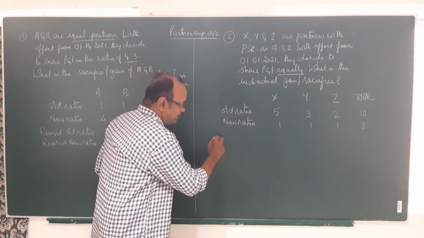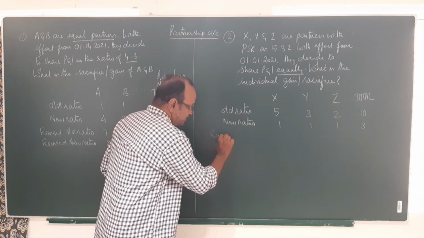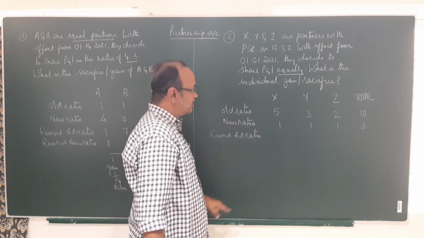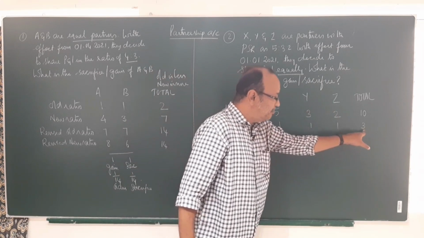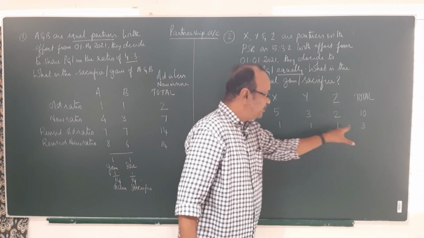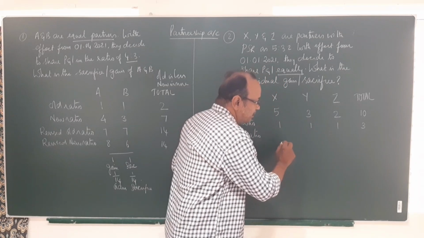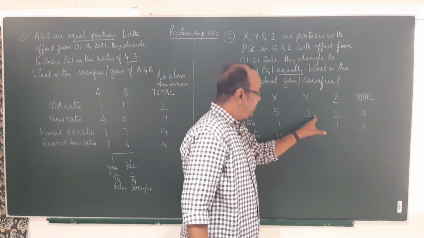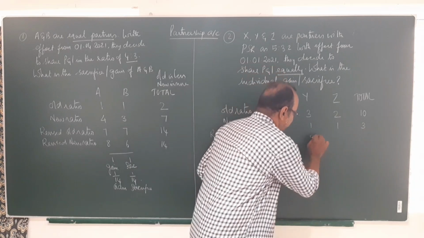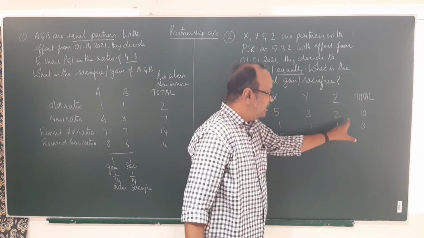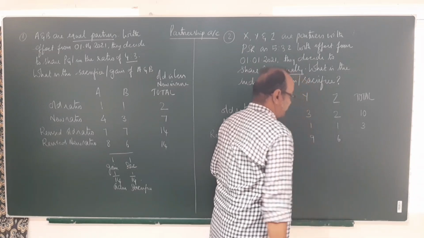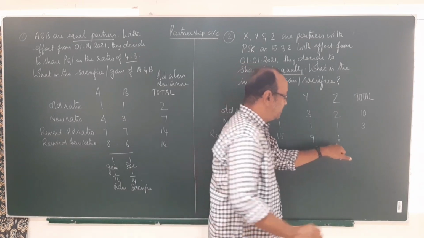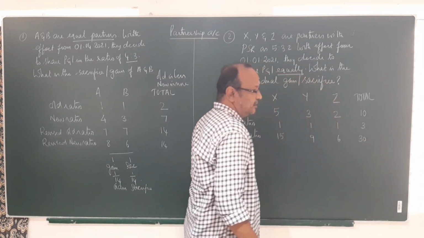The first step is we have to calculate the revised old ratio. Revised old ratio is what? Old ratio multiplied by new total. 5 into 3 is 15. Next one, 3 multiplied by 3 is 9. 2 multiplied by 3 is 6. Now what is the total here? 15, 9 and 6, 30 is the new total.